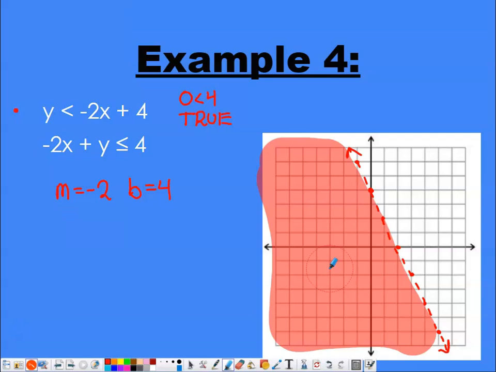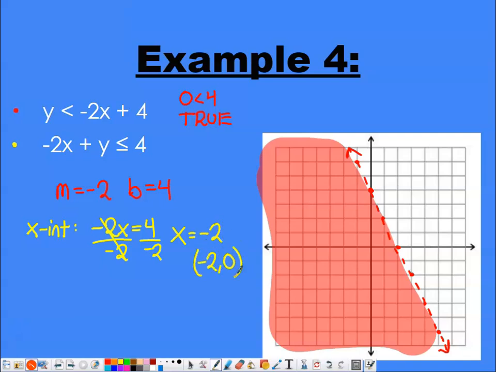Okay. Looking at that next inequality, this looks like standard form to me. Let's use the x and y intercepts to help solve. So let's find out what's that x-intercept. The y goes away. I'm left with negative 2x equals 4. Go ahead and solve. x is equal to negative 2. So we are left with negative 2, 0.